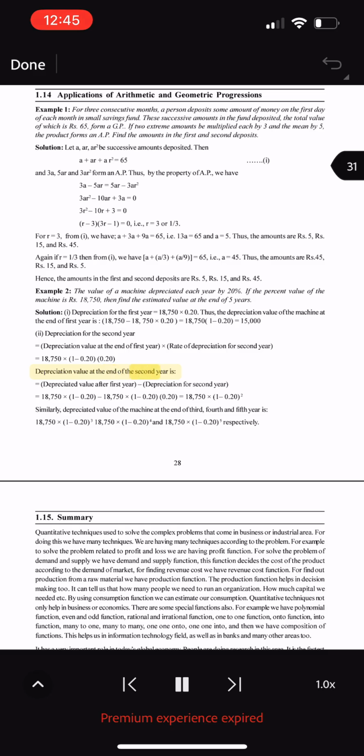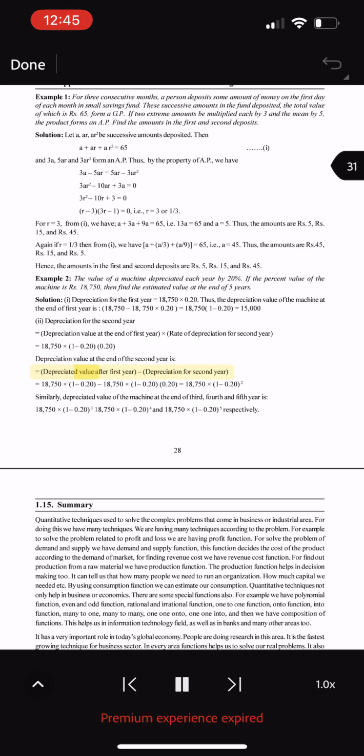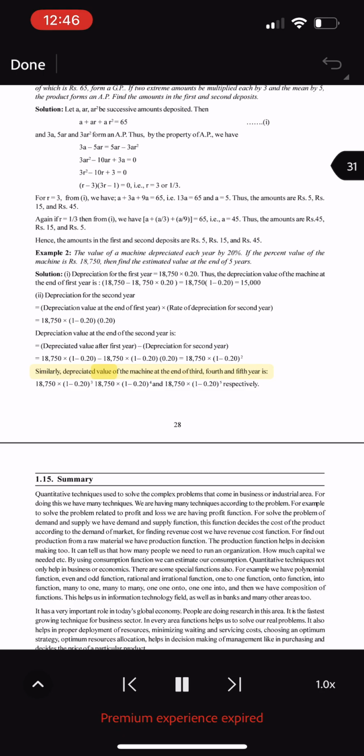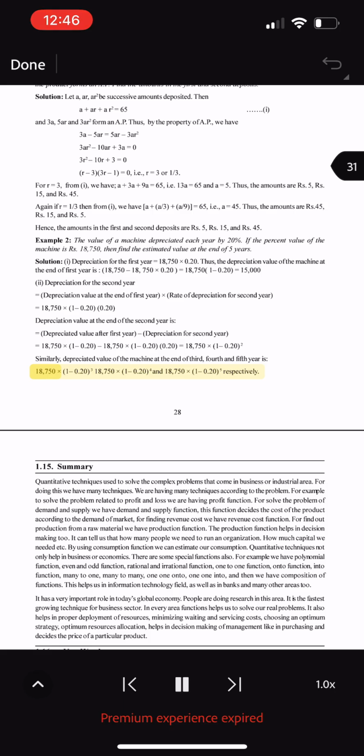Depreciation value at the end of the second year equals depreciated value after first year minus depreciation for second year, equals 18,750 times (1 minus 0.20) squared. Similarly, the depreciated value of the machine at the end of the third, fourth and fifth year is 18,750 times (1 minus 0.20) cubed, 18,750 times (1 minus 0.20) to the fourth, and 18,750 times (1 minus 0.20) to the fifth respectively.